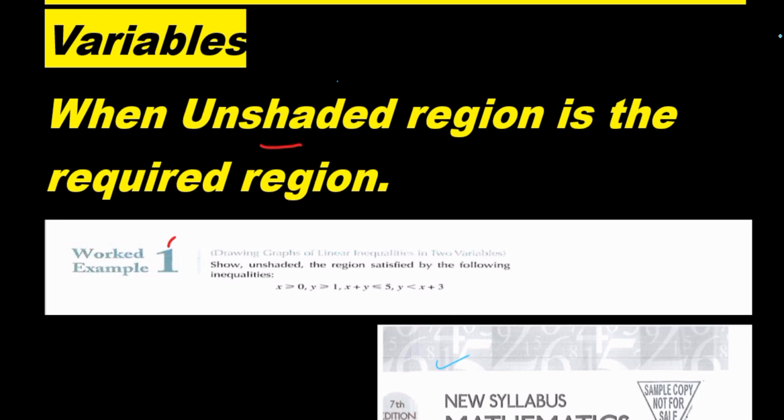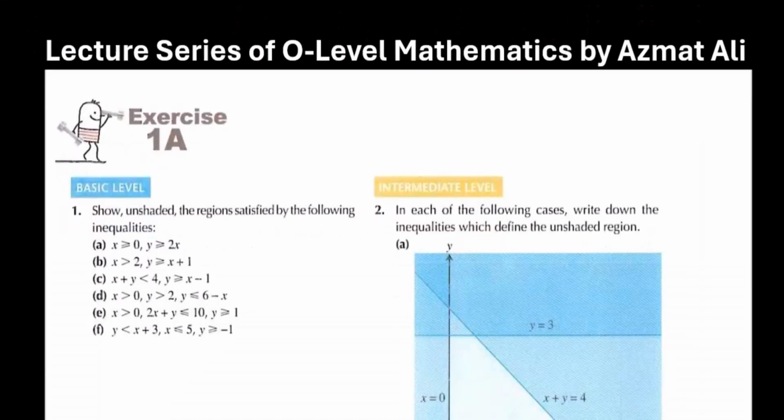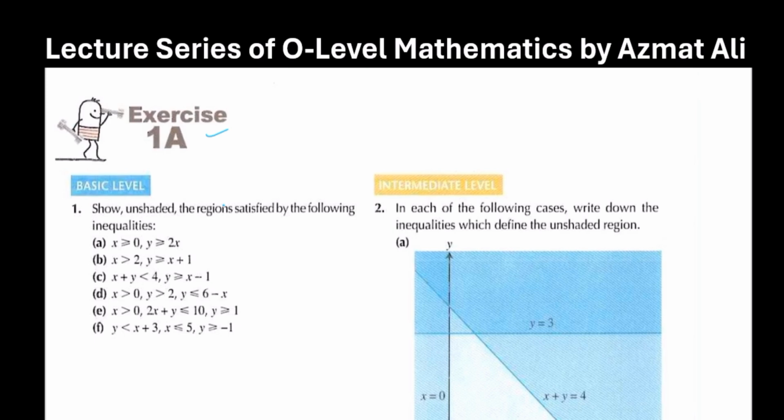In this example, our target is to find an unshaded region that actually represents the solution region of these given linear inequalities. In this book, in exercise 1A, there are some questions of basic level that are related to your example number 1. So in today's lecture, we will discuss some of the parts from question number 1. Let us start from question number 1.